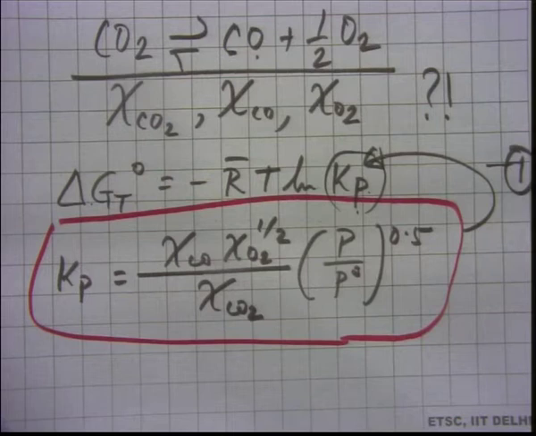But let us say you want a value of Kp. Can you do that? Yes, that is also easy, because you can calculate delta GT naught, R bar T is known, so you can get the value of Kp. But the value of Kp is not our ultimate goal. We are trying to get the composition, we are trying to get the mole fractions.